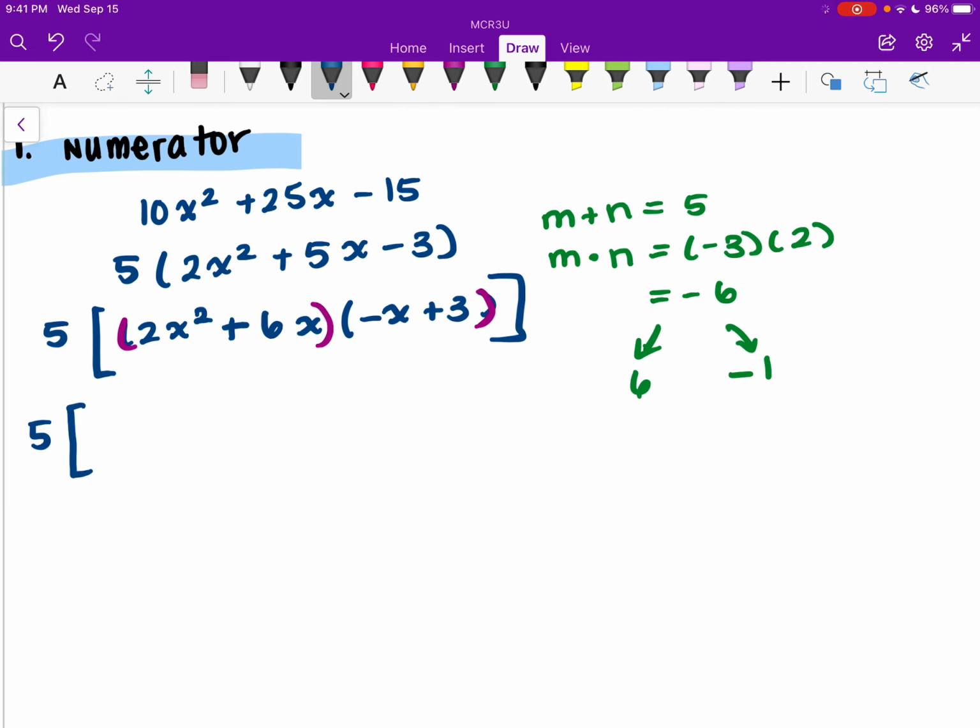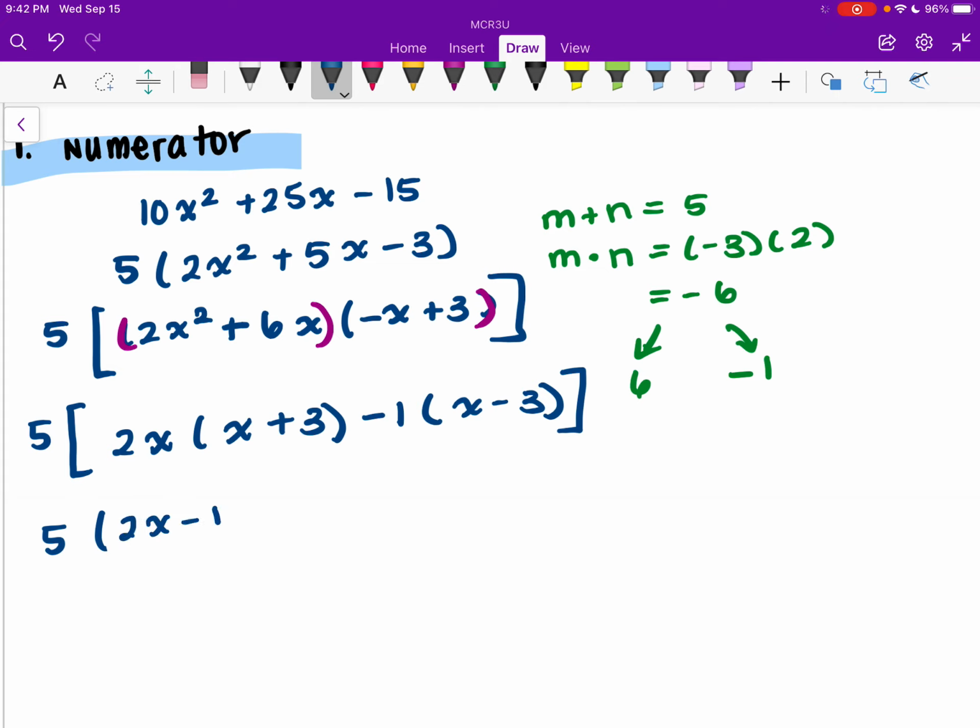So you're still pulling out the 2x. This is just a positive now, so it's x plus 3. Now you have a negative 1 in front of here, so I'm just going to pull out the negative 1, and I'm left with x plus 3 as well, right? So then I'm left with 5. One bracket is going to be 2x minus 1, just the numbers in front, and the second bracket is the x plus 3. So I'm left with 5, 2x minus 1, x plus 3.